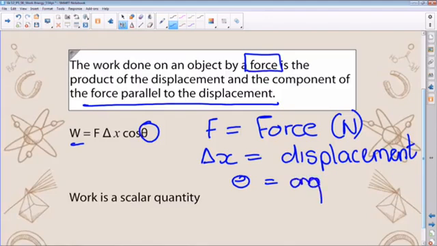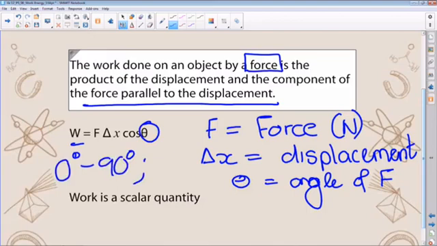Okay? Now, be careful here because theta is going to be a value from 0 to 90, or it's going to be 180, okay? We're not going to work with thetas of 120 and that sort of thing. It's going to be between 0 and 90 and 180. I'm going to talk about what those mean in a second.